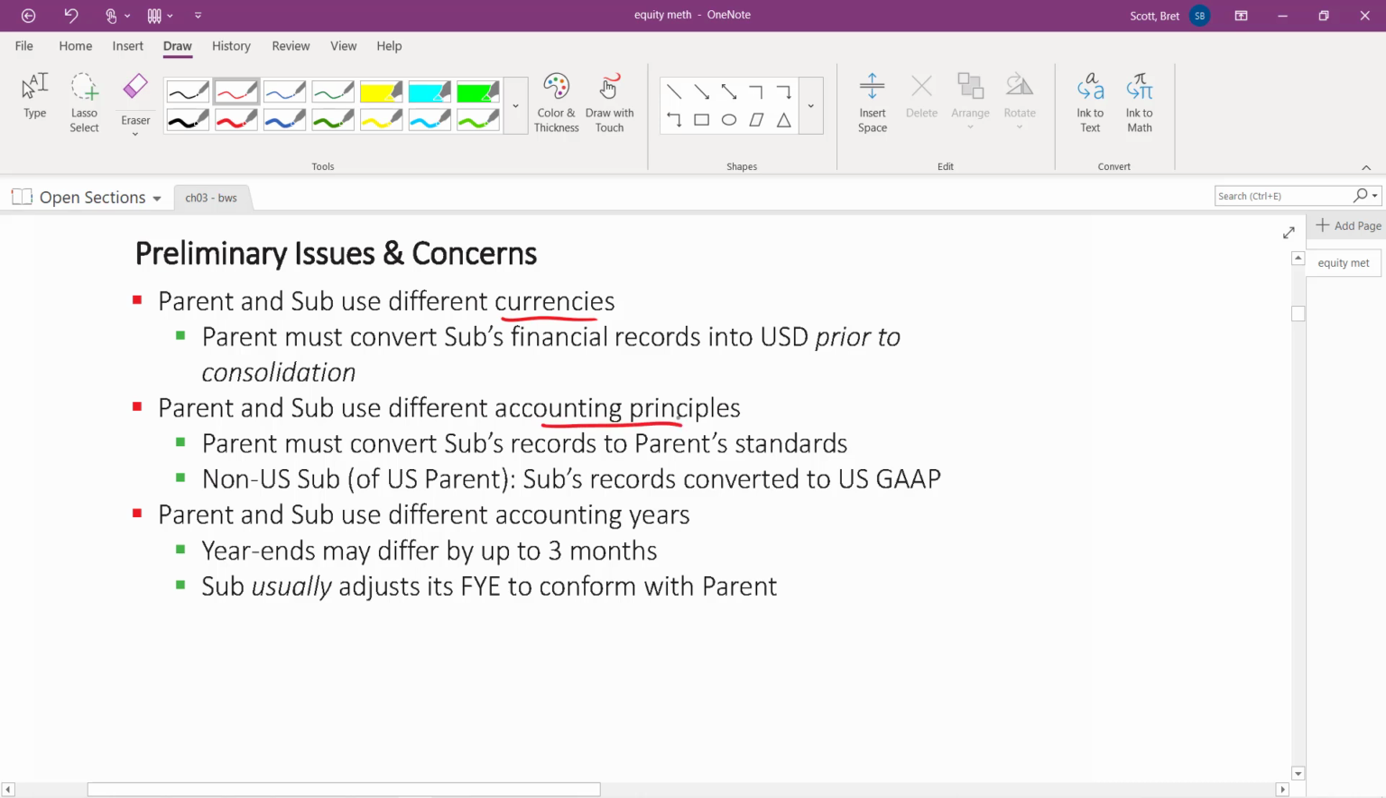What if they use different accounting principles? Hey, we use IFRS and they use GAAP, or vice versa. We have to figure out who we are going to use. If we are located in the United States, we're using US GAAP. If the subsidiary is located in Ireland, it's okay that they use IFRS, but when we consolidate, we have to convert IFRS financial information into US GAAP.